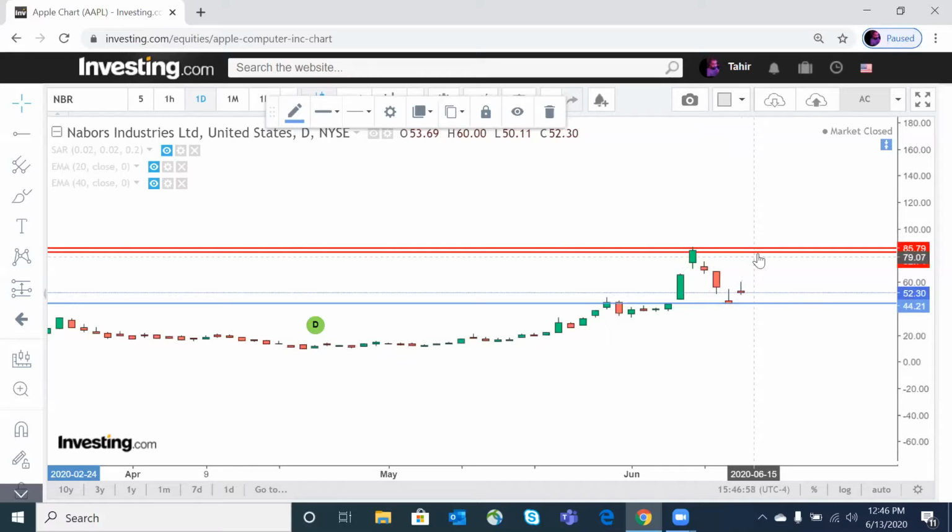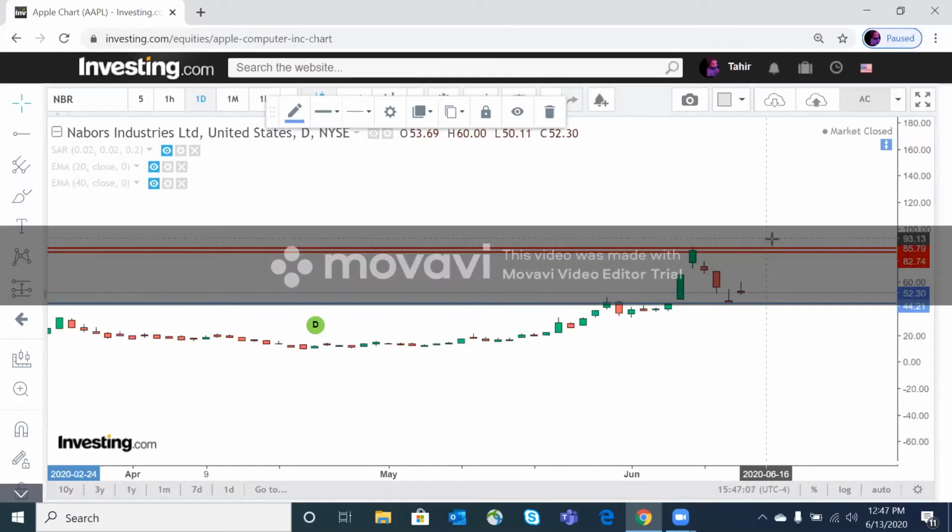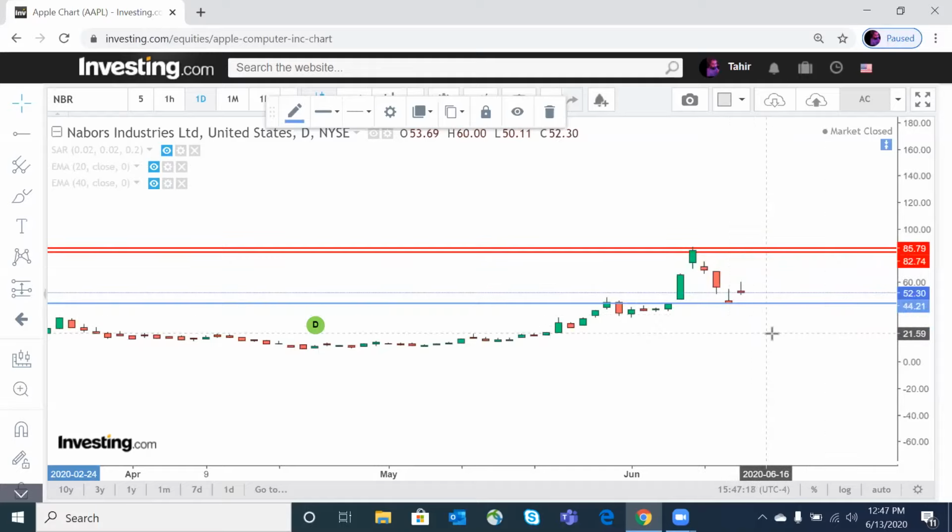So just to summarize: hold this till it reaches the level of 82 and sell it. Realize your profit. If it crosses 85, you may want to rebuy, depending on the scenario at that time, and make profits above. Or if it goes down again after touching this level, then you can re-enter the trade and buy this stock again at 44.